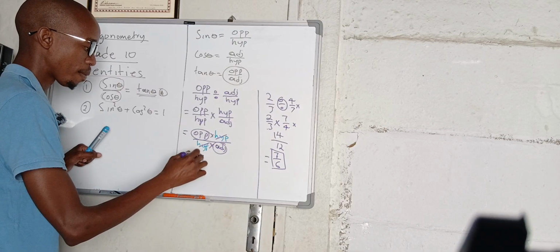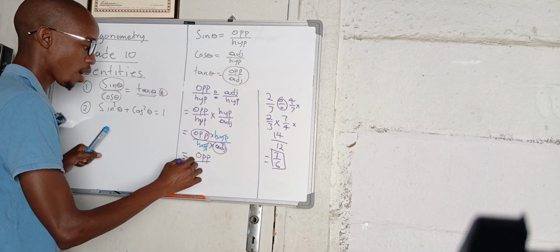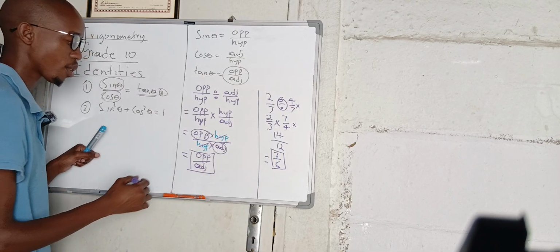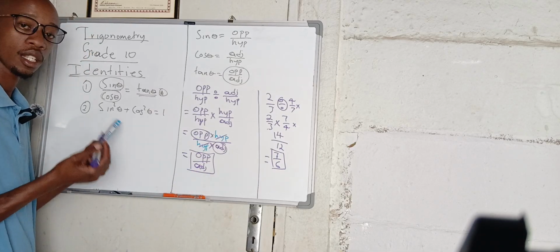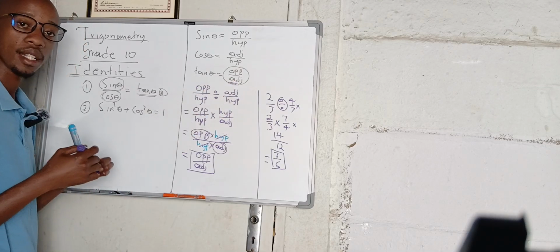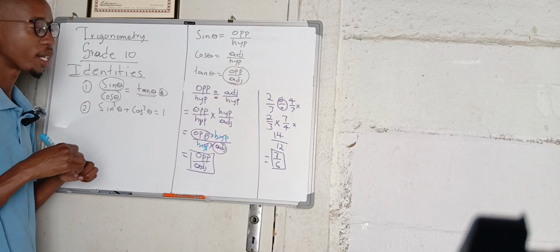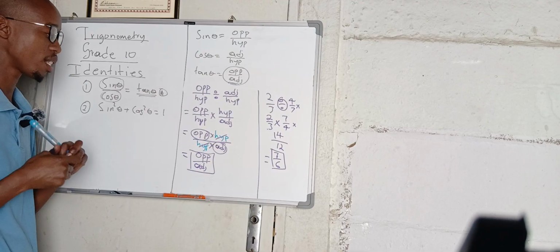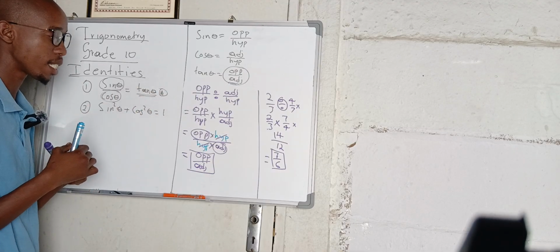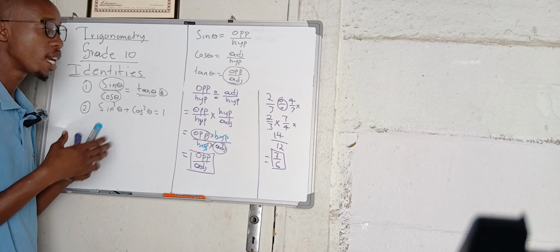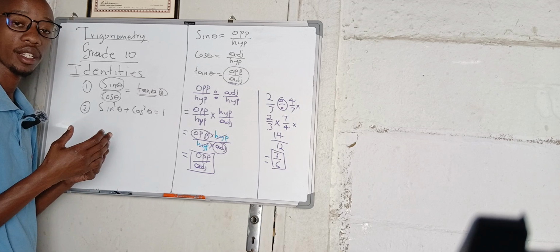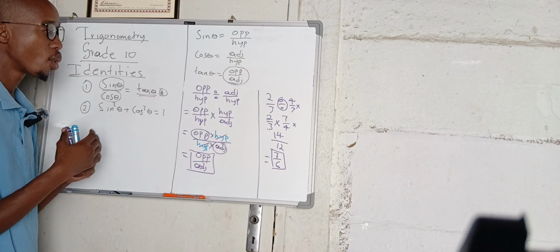So it will be opposite over adjacent. And then remember, what does this particular ratio represent? We come back here on top. It represents tangent of theta. So we have managed to prove this first identity by simply using what? Algebra in trigonometry.